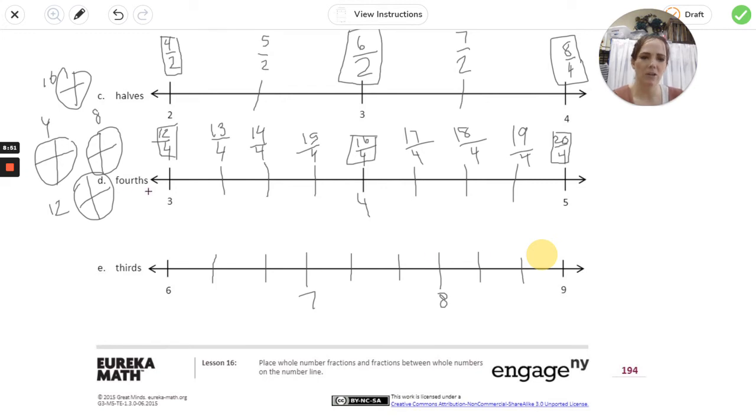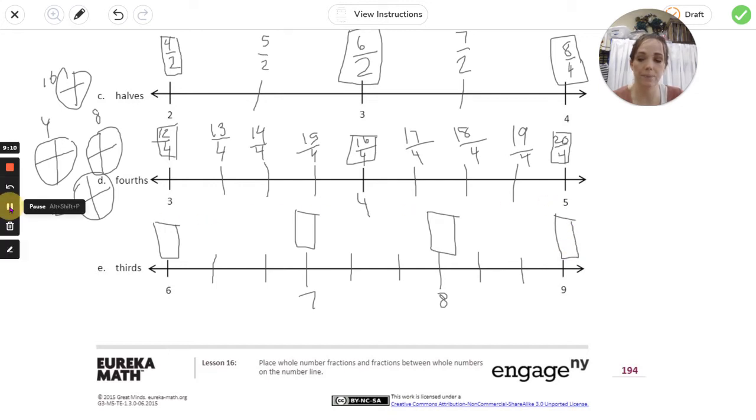I think I'm going to try out my typing tool on this one and just see. I'm going to go ahead and put my boxes on my whole numbers because it said in the directions to put a box around the fraction at the whole numbers. And then I'm going to see if I can get my typing tool working just right.